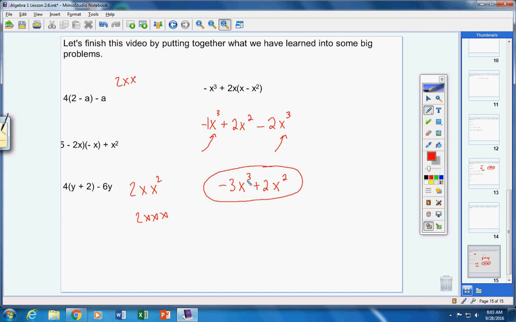This is an x cubed term. This is an x squared term. So they're unlike as far as we can go. If you want to write the positive 2x squared first and the negative 3x cubed second, that is totally fine. You can put a plus sign here if you want to, a positive sign, but you don't have to. That's up to you. And there we go. Okay?